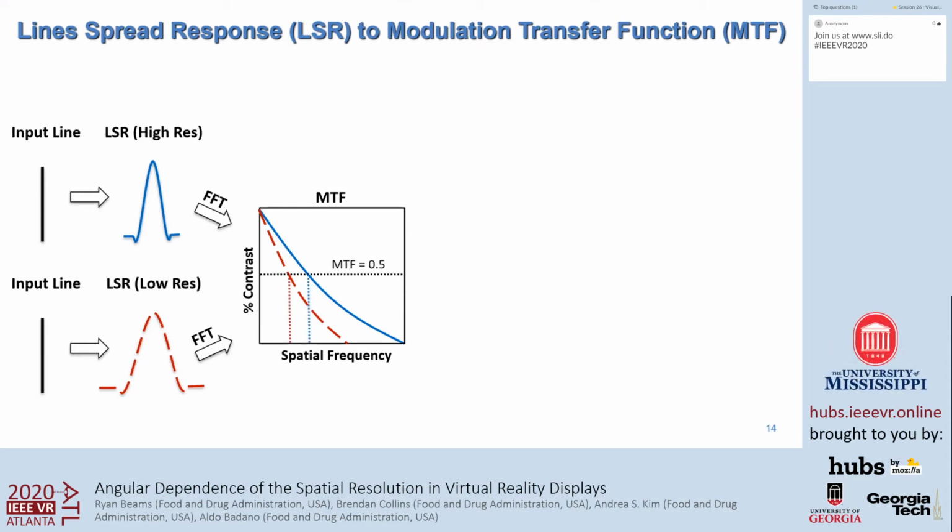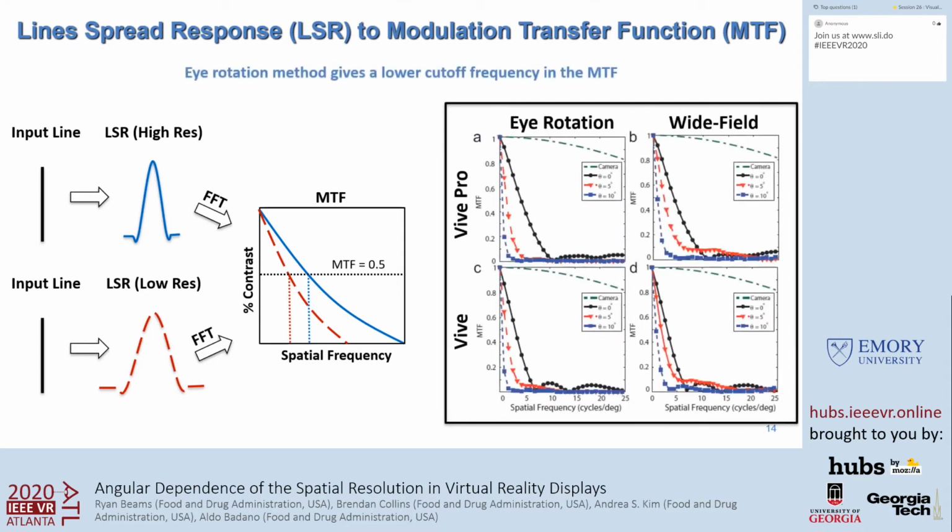Another thing we can do with this is look at the 50% contrast point and what spatial frequency that corresponds to. For the Vive and Vive Pro, using the two different methods, these are the results for the modulation transfer function. You can see the Vive Pro has a higher spatial frequency cutoff than the Vive, which you would expect, and the eye rotation drops off faster than the wide field method. And as a reference, here's the modulation transfer function of our camera system.